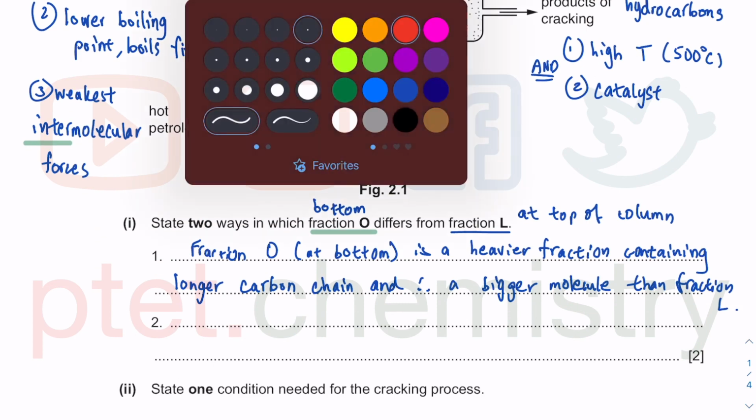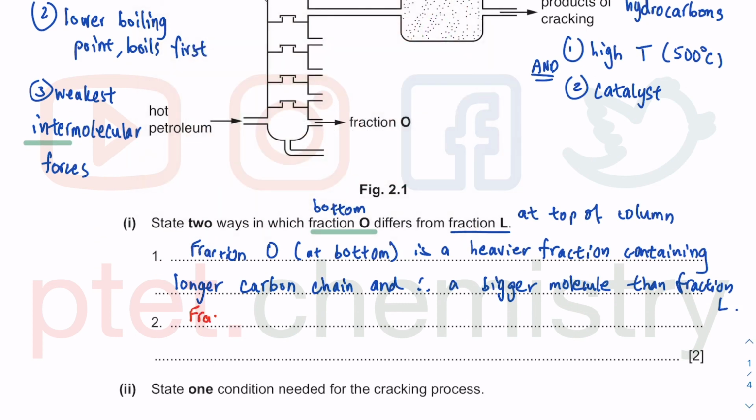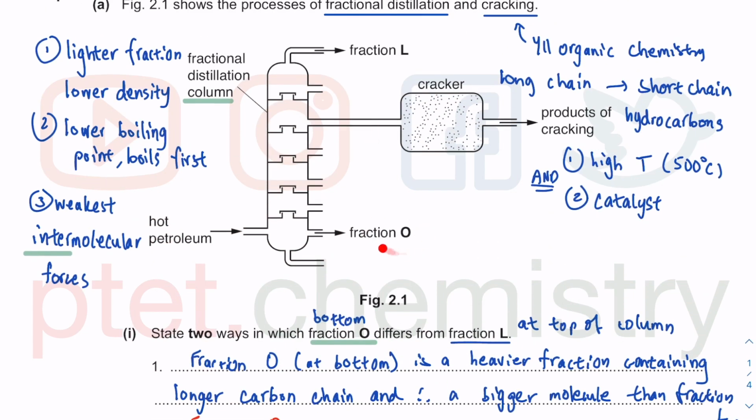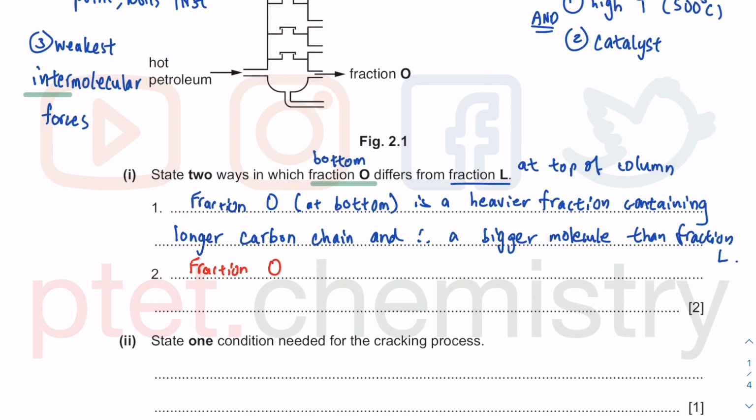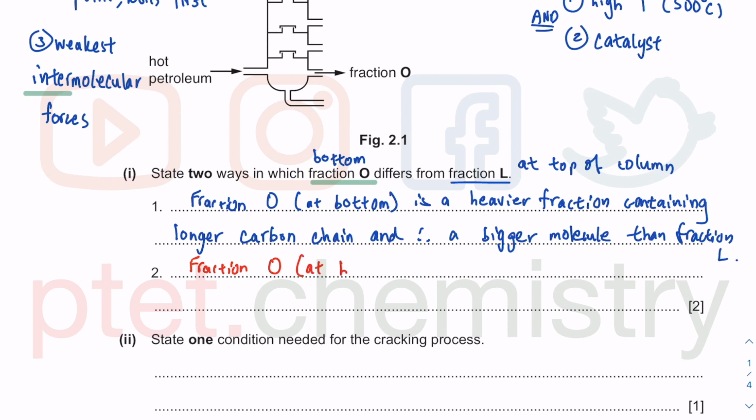Well, our second feature, we can talk about the difference in boiling point. As you go further down, you're going to collect fraction like bitumen, which will solidify, will form a solid, whereas the fraction at the very top will be natural gas. Going from gas to solid, your boiling point would increase. So fraction O at the bottom would have a higher boiling point, higher melting point than the fraction on top, which is fraction L.